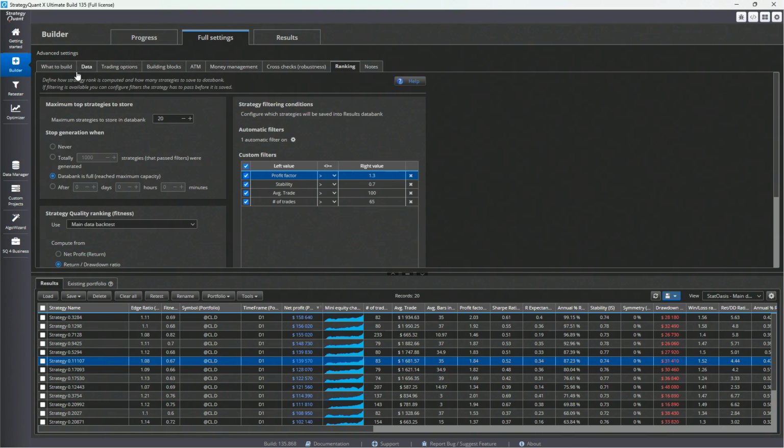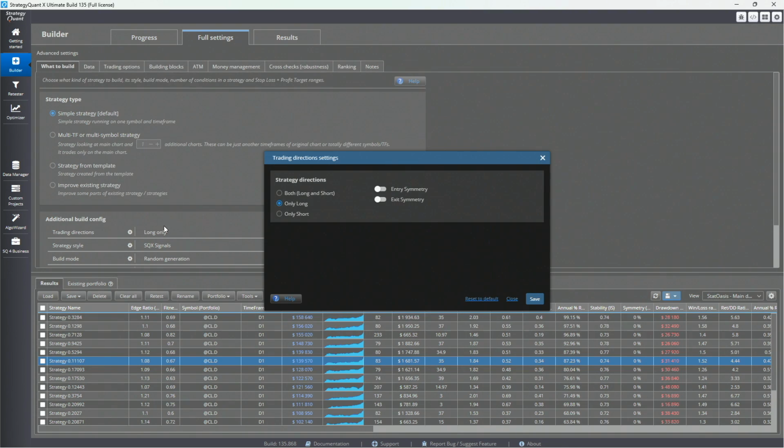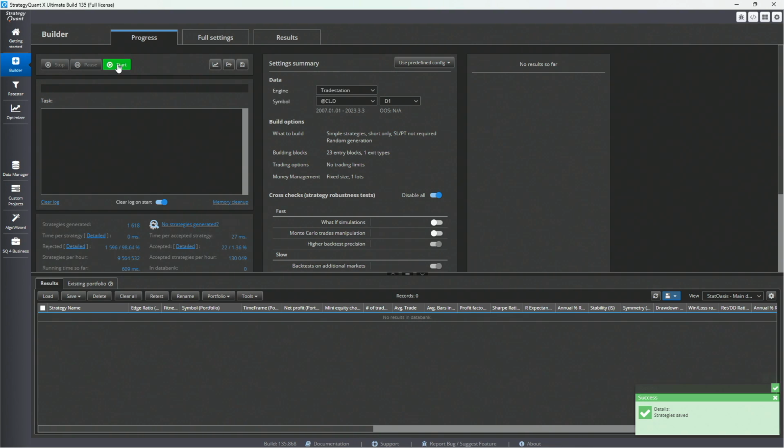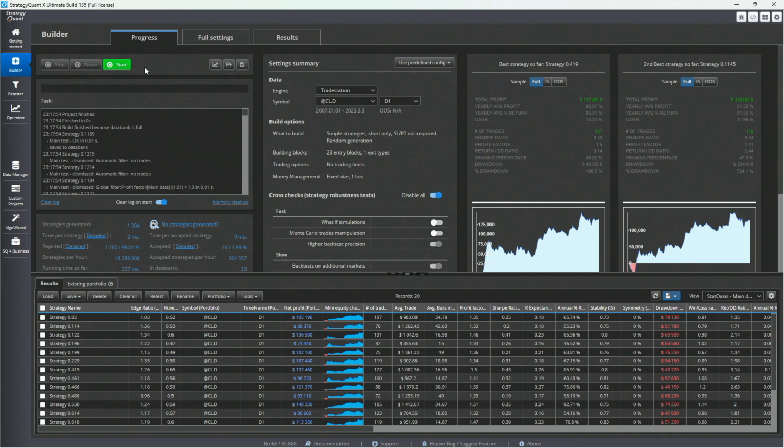Now let's switch to the short side. So same crude oil, same everything. Let me clear this, and let's see how long this will take. Okay, so this is like 0 seconds.